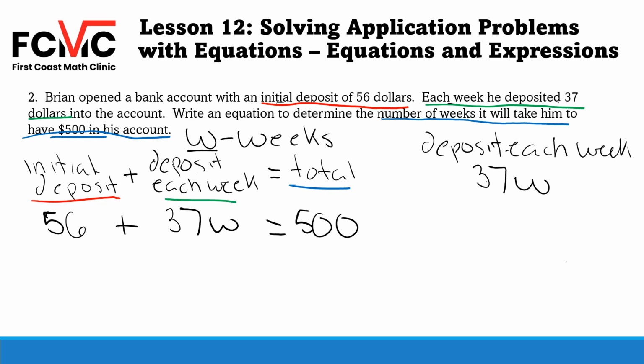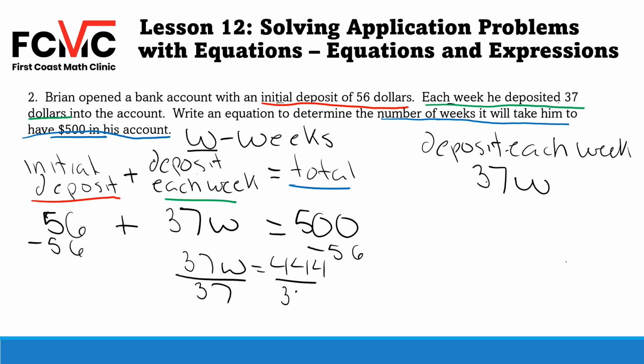So that's our deposit each week. So we've got our initial deposit, 56, plus 37W equals 500. Now we can solve this for W and figure out how many weeks it will take him to have $500. So let's subtract 56 and subtract 56. We get 37W equals 444. Divide by 37, 37, and we get W equals 12 weeks. All right.